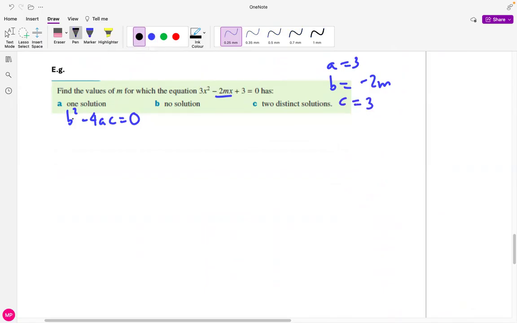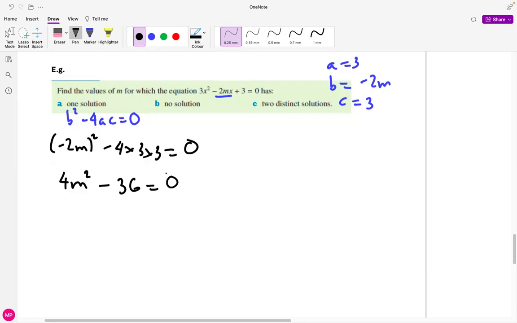So to have one solution, the discriminant has to be 0. So b squared, negative 2n squared, minus 4 times a, which is 3, times c, which is 3, equals 0. Negative 2n squared is 4n squared. 4 times 3 times 3 gives you 36, equals 0. You just move 36 over: 4n squared equals 36. n squared equals 36 over 4, which is 9.